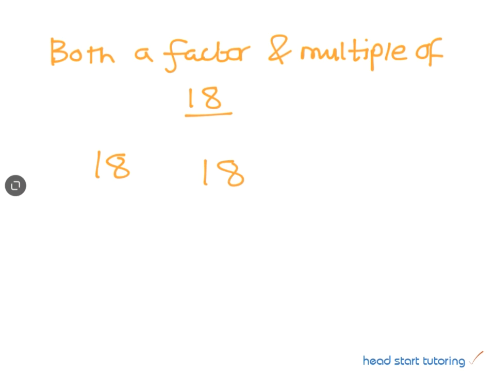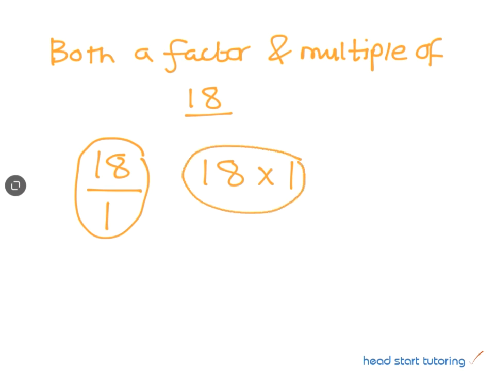Why is that? Because 18 divided by 1 will give you an answer of 18, and 18 times 1 will give you an answer of 18 as well. 18 divided by 1 will give you your highest factor, and 18 times 1 will give you your lowest multiple. And that applies to any number in the world. As we can see, a question such as what is both a factor and a multiple of 18 or any number, our answer will be 18 or that particular number.